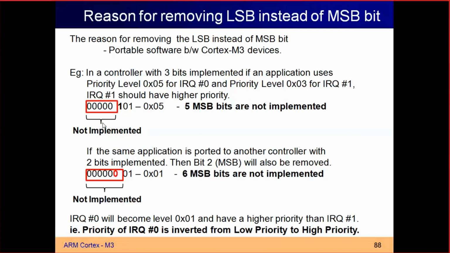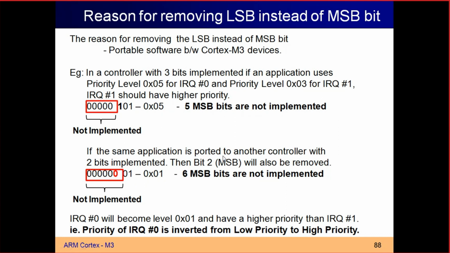Now it is only 3 bits implemented. In the case where 5 bits are not implemented, how do we write it? If the MSBs are not implemented, what will be written? 00000101. This is known as 5.